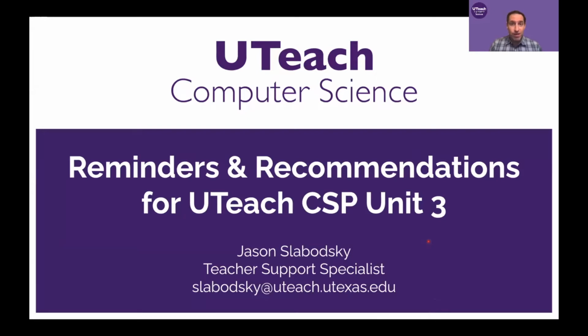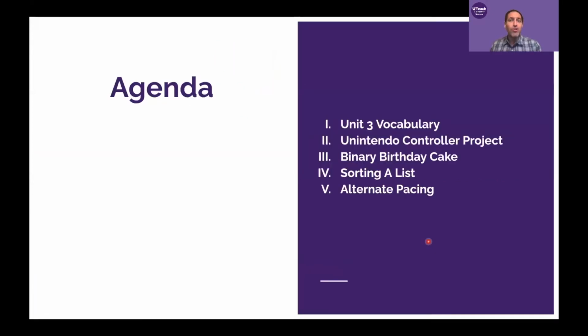So in this video, I'm going to first just touch on Unit 3 vocabulary. Then I'm going to discuss the Unintendo controller project, the binary birthday cake assignment, the sorting a list assignment, and then just some alternate pacing if you seem to be moving a little bit slower than you anticipated and you want to make up some time by increasing the speed of the course. Maybe you want to do a little bit more asynchronous/synchronous work with your students. And I'm going to review with you how to do it with Unit 3.